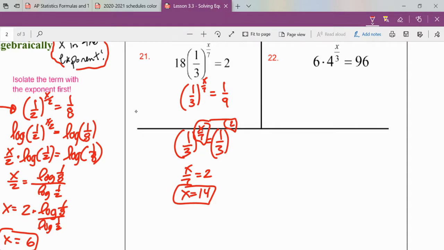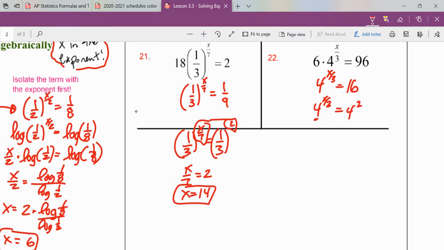So here again, isolate the term with the exponent first. So I've got to get rid of that 6. So I'll divide both sides by 6. So I've got 4 raised to the x over 3, and 96 divided by 6 is 16. So 4 is my base. Can 16 be written as 4 to some power? It certainly can. 4^(x/3) equals 4 squared, because that's what 16 is.